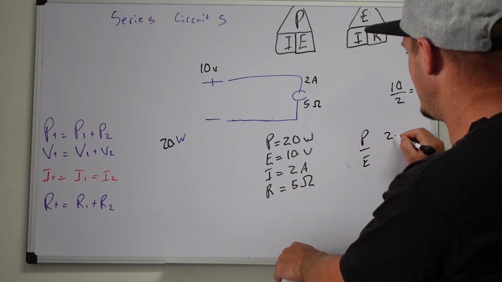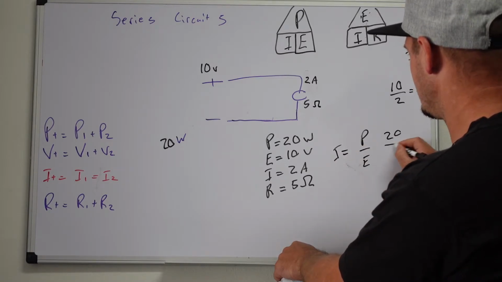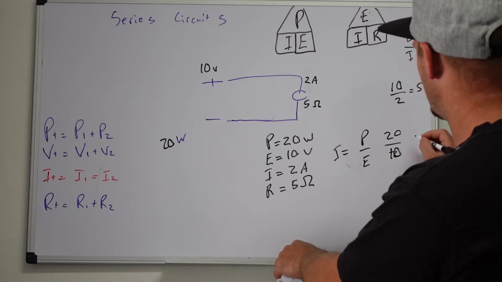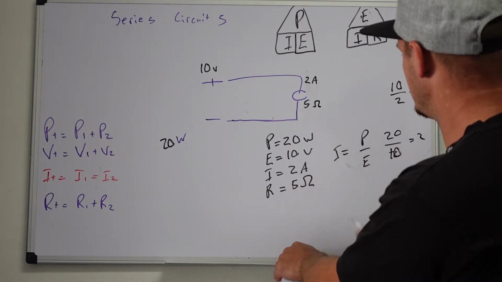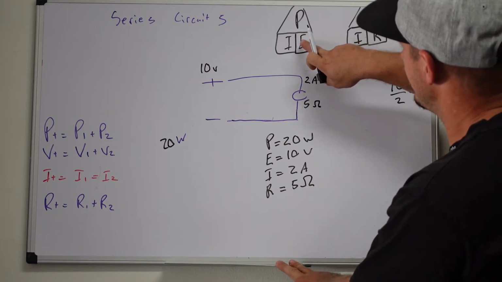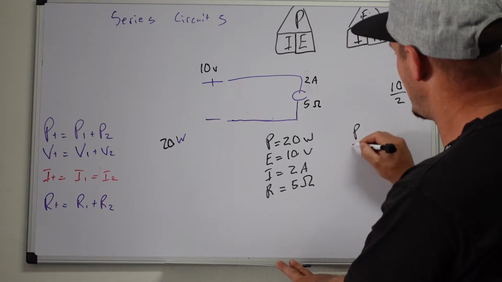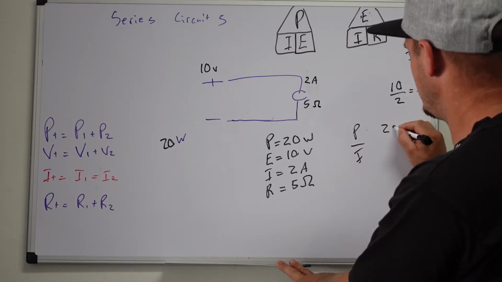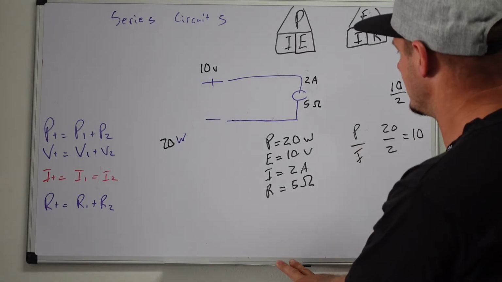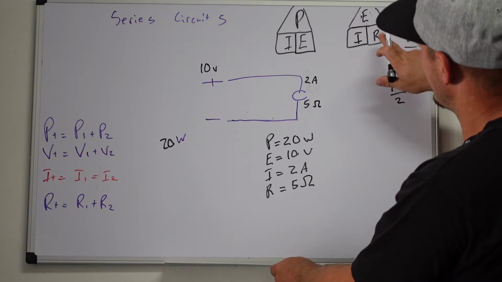So we have 20 over 10, excuse me, I equals 20 over 10, would be 2. We have 2 amps. Checks out. Now, let's say we want to do volts. We cover E, we get P over I. 20 over 2 equals 10. 10 volts. Checks out.